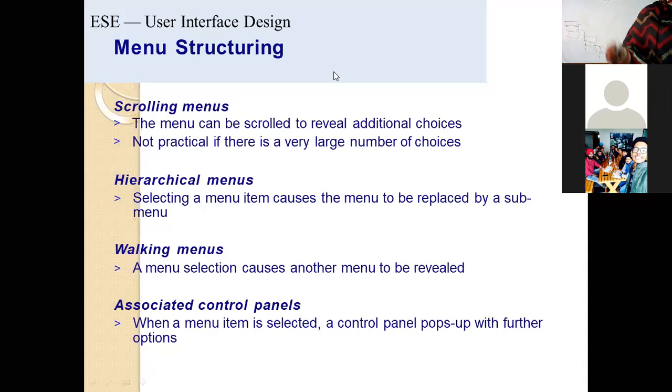A menu can be scrolled to reveal additional choices. It is not practical if there is a very large number of choices. If there are 2 choices, we cannot use the scroll menu. But if we have a lot of choices, like whenever we are selecting a country, finding India, you must have seen that the menu used is the scrolling menu. You can scroll and find your country, because there are a large number of countries in the world. So in that case, we can use this scrolling menu. Hierarchical menus, we know, walking menus, associated control panels.